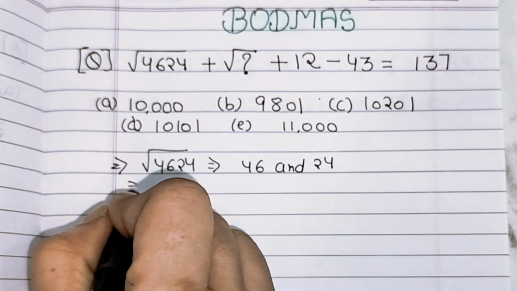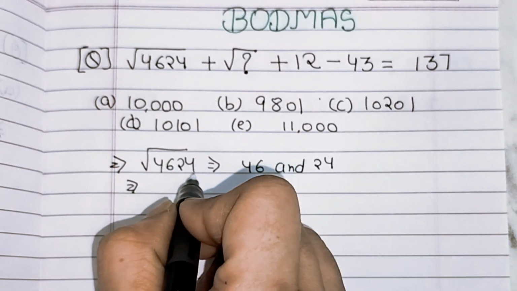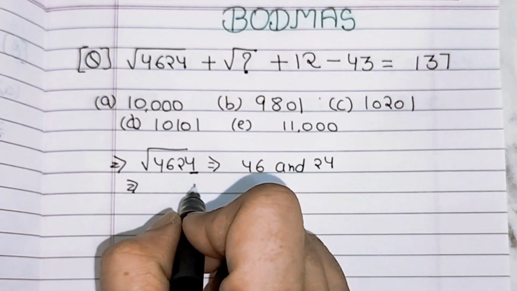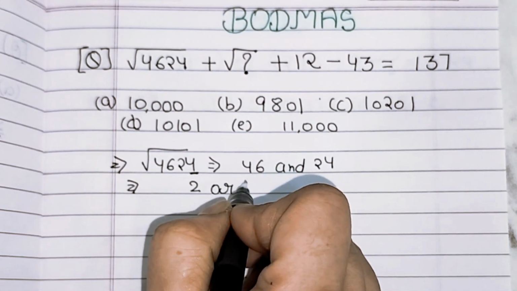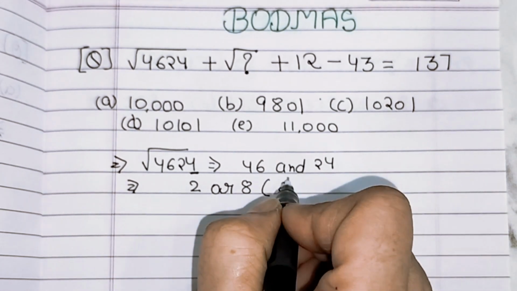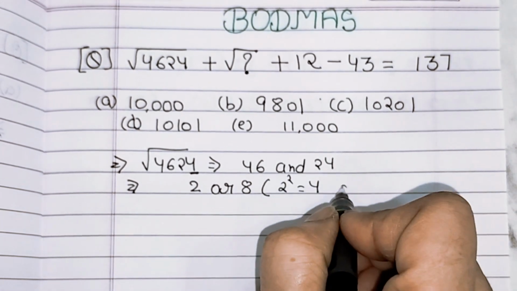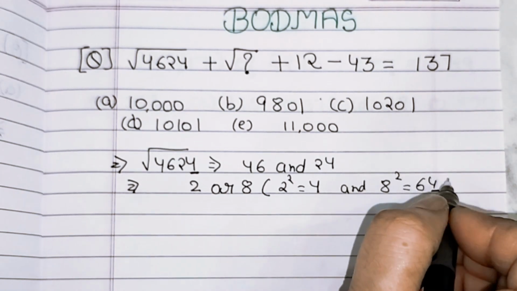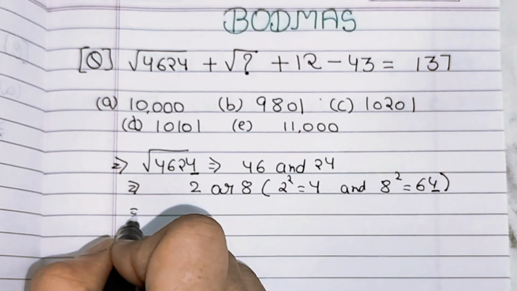Now second step, look at the last digit. The last digit is 4. So the square root must end in either 2 or 8. Why? 2 squared is equal to 4 and 8 squared is equal to 64. Last digit is 4.